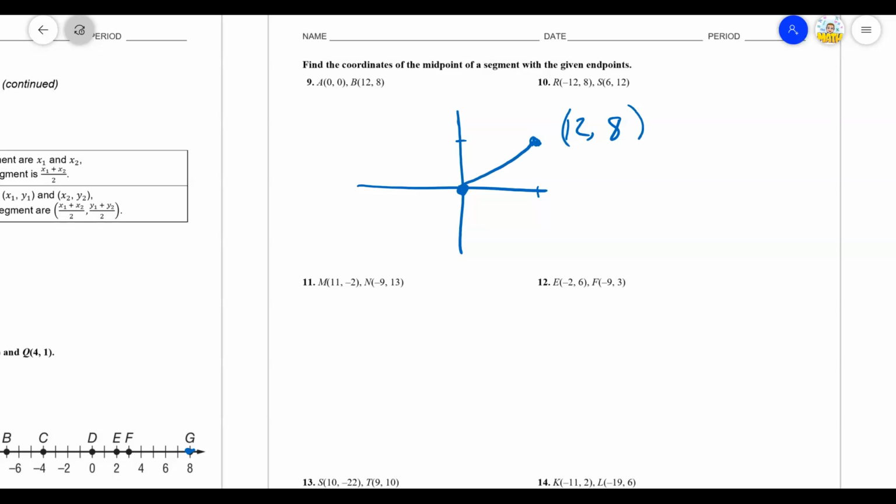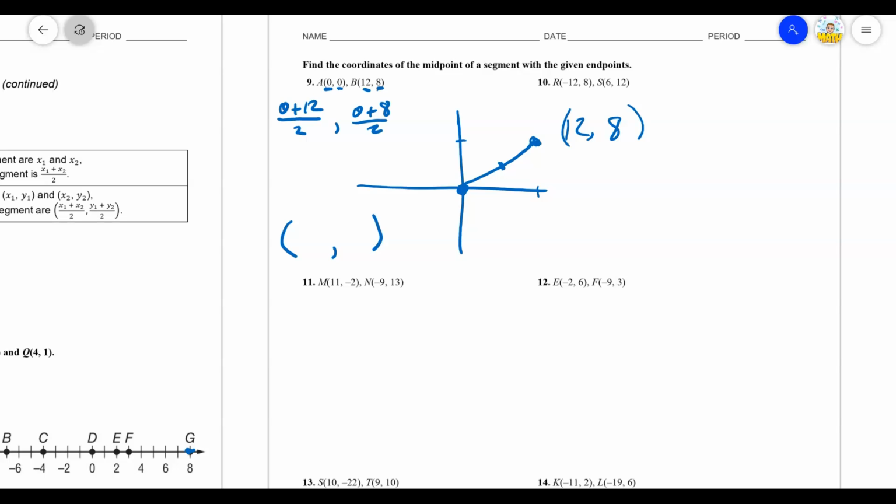So I want to picture that segment, and I want to know what would be this point right here that lives in the middle of those two. So all I'm going to do is what I just did twice. My midpoint has to have 2 coordinates. To get the x coordinate, I add the 2 x's, 0 and 12, and then I divide by 2. That's one coordinate. Then I add the 2 y's, 0 plus 8, and I divide that by 2.